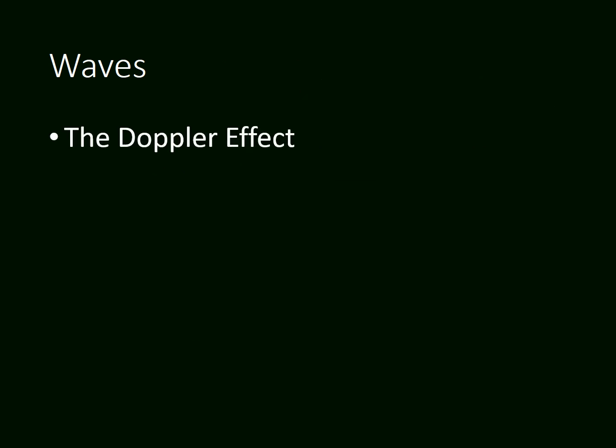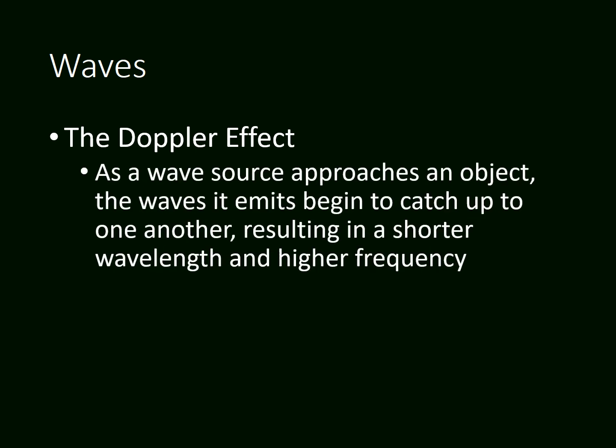The last thing we want to look at with wave interactions is the Doppler effect. So the Doppler effect: as a wave source approaches an object, the waves that it emits begin to catch up to one another, resulting in a shorter wavelength and higher frequency. So waves are emitted at a constant rate from a source. If that source is stationary, those waves maintain the same wavelength and frequency. But if the object is moving, then the waves begin to bunch up in front of the object and spread out behind the object.